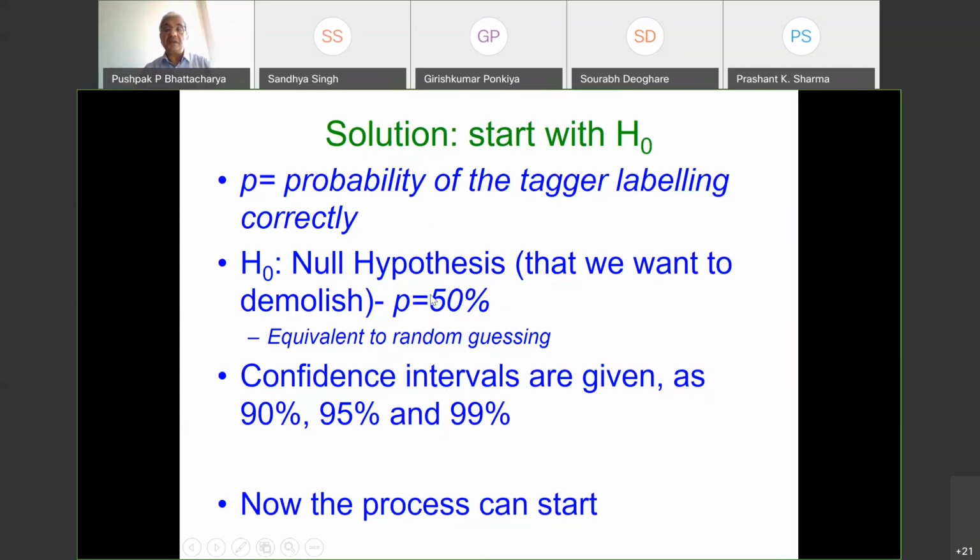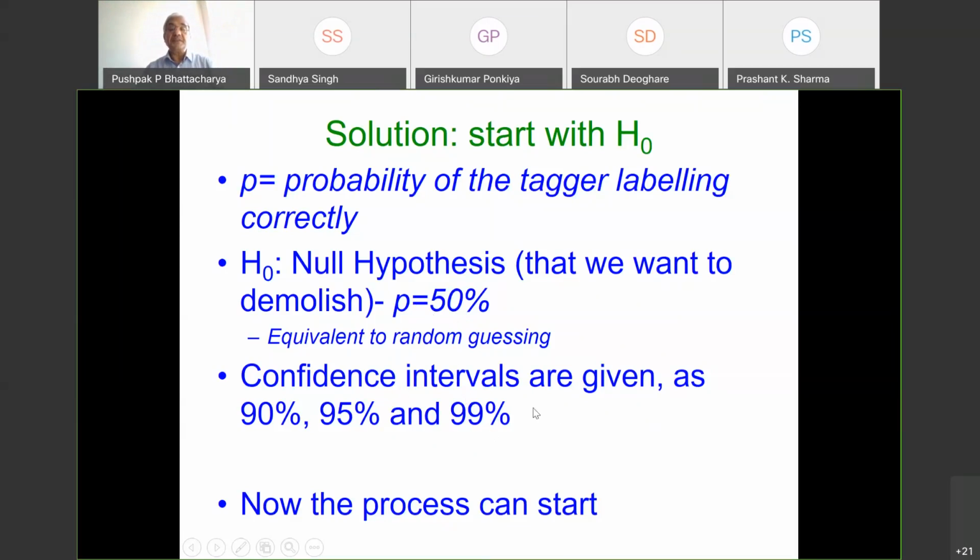You have to see carefully how, from the knowledge of the problem and the property of the problem, we have been able to crystallize a null hypothesis. The accuracy of the tagger is actually 50%. It is doing random guessing. The probability is 50%. After that, everything will begin.